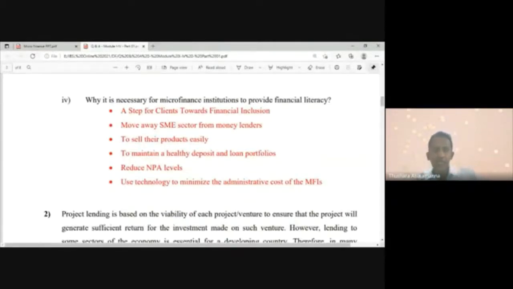Why is it necessary for microfinancing institutions to provide financial literacy? Because the whole question itself is about financial inclusion and financial literacy, the sub-questions also aim at that. When you say provide financial literacy, it is not only for microfinancing customers. Even for SME customers it is common. The next time the question could be, why is it necessary for SME clients to provide financial literacy? That could be a next question, for example.